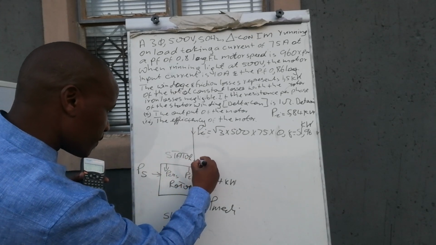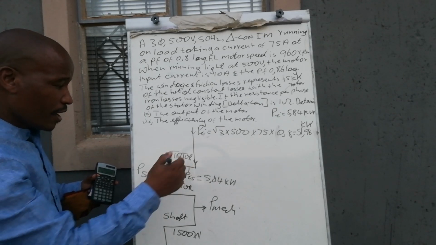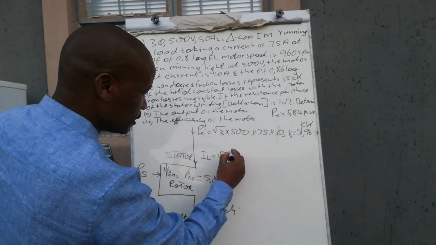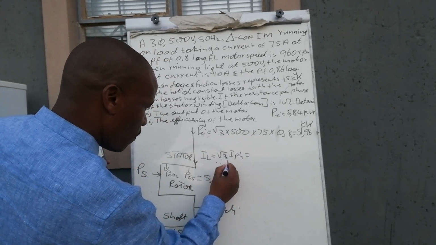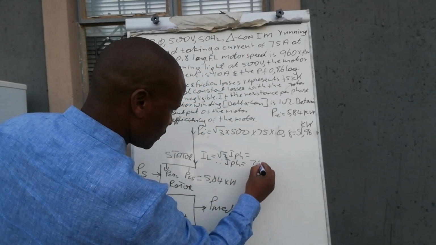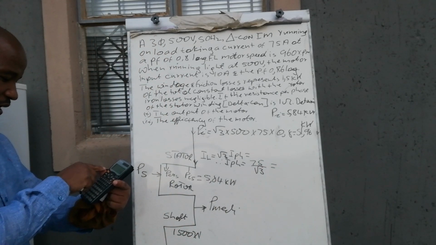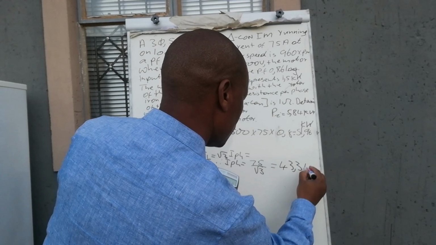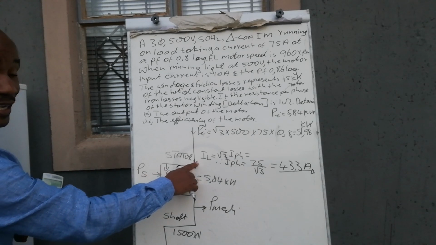But now, this 75, when it enters the stator, becomes a phase current. And we know that in a delta connected system, I line is equal to √3 I phase. Therefore, I phase is equal to I line, which is 75, divided by square root 3. It's equal to 43.3 amps, the current there.